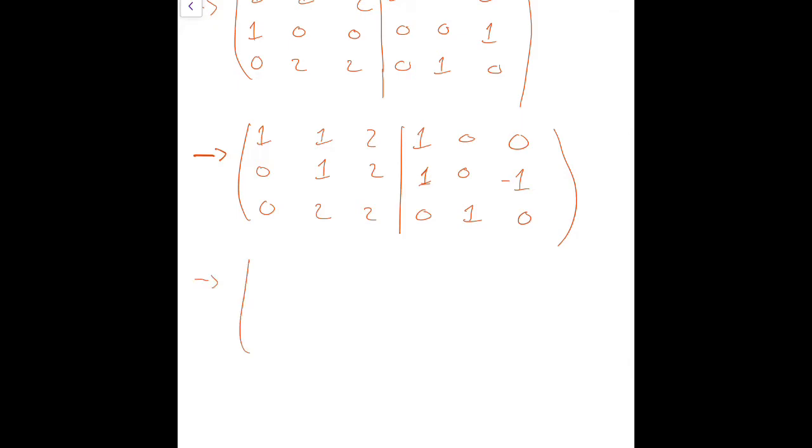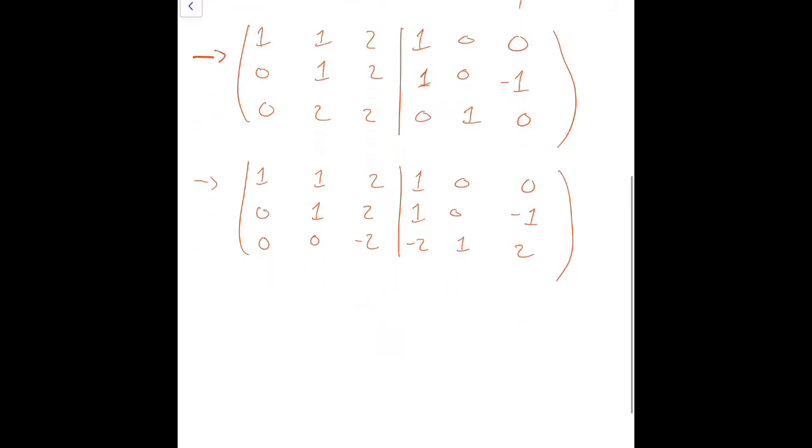The next thing I'm going to do is subtract 2 times row 2 from row 3. So (1, 1, 2, 1, 0, 0), (0, 1, 2, 1, 0, -1). 0 minus 2 times 0 is 0. 2 minus 2 times 1 is 0. 2 minus 2 times 2, that's 2 minus 4, that's minus 2. Got that wrong in the last video. 0 minus 2 is minus 2. 1 minus 2 times 0 is 1. 0 minus minus 2 is going to be a 2.